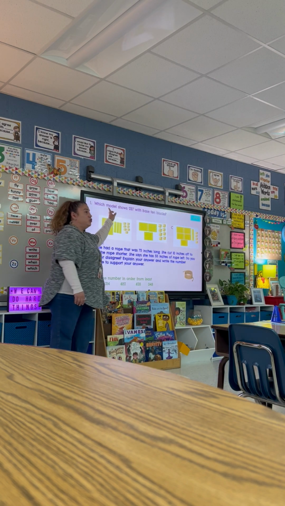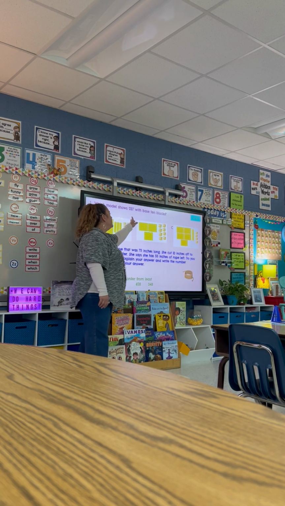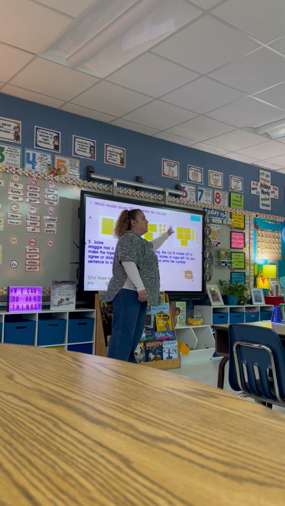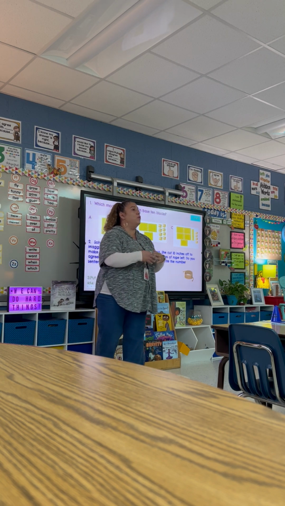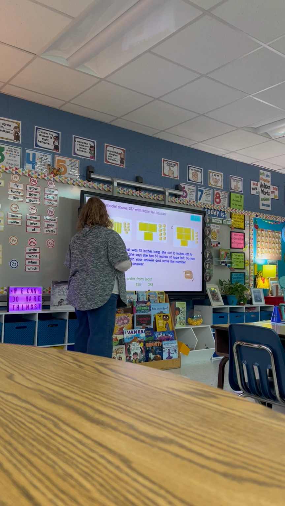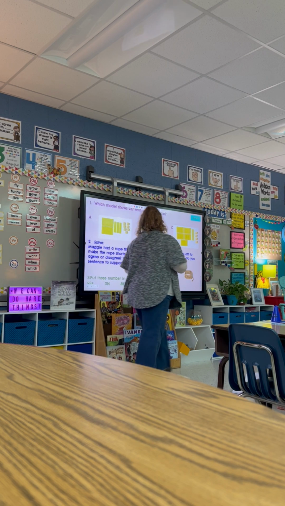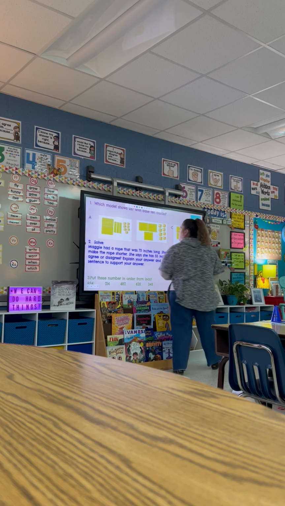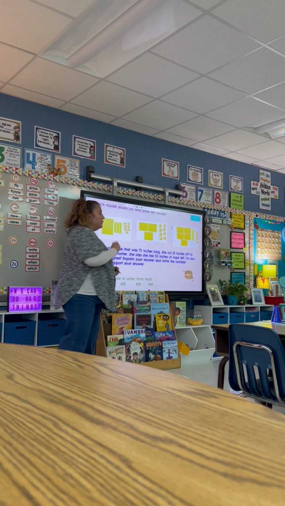Which model shows 237 with base 10 blocks? I'm going to have you draw. When I draw, you draw. All right, let's get started. Explain your thinking. Joseph, what are you thinking?